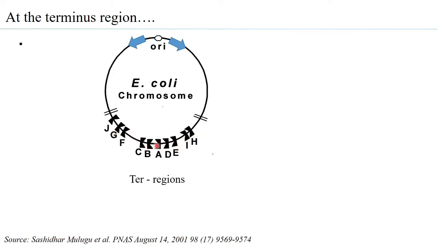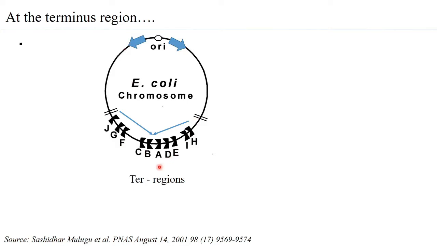So the polarity of these ter regions is different from the polarity of this. If one is facing in this direction, the other 5 are facing in the other direction. So of the 10 ter regions, 5 are in one polarity and the other 5 in the other polarity, with the understanding that the 5 ter regions are specifically to arrest one replication fork, or to take care of one replication fork, and the other 5 are to take care of the other replication fork.